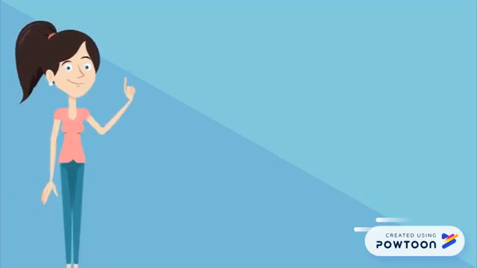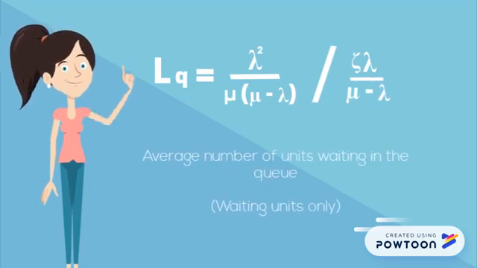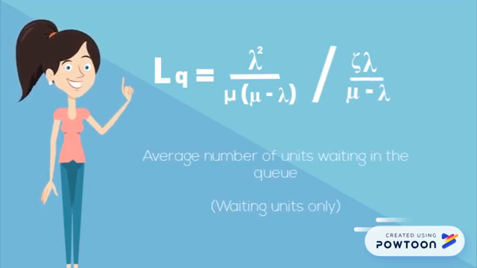The third formula is LQ. LQ is equal to lambda squared over mu minus lambda. This formula indicates the average number of units waiting in the system. Remember, the units that are waiting only.